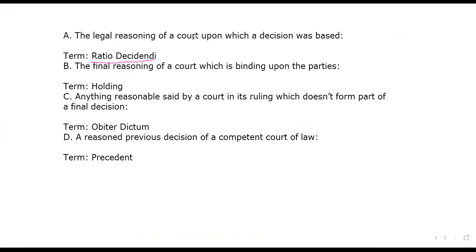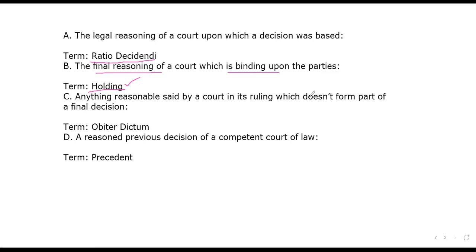I'm basing my decision as a judge on past precedent. Then the final reasoning that the court holds, which is binding, is called a holding or a verdict. When I make the final decision, that is my holding. When I decide to say this is the final say, it's called a holding. But anything reasonable said by the court that doesn't form part of the ruling, for example, saying you should have first apologized to this person because you are married to this person.